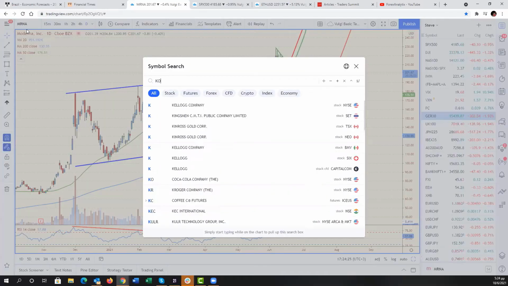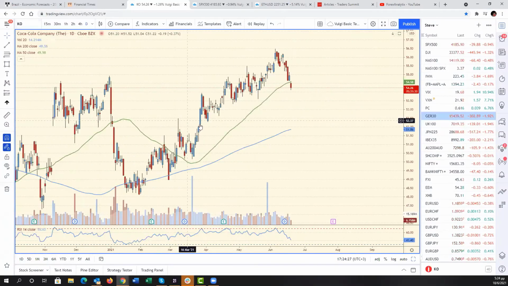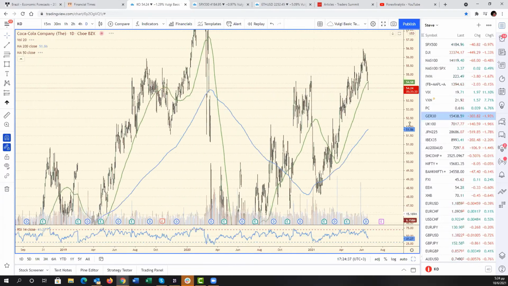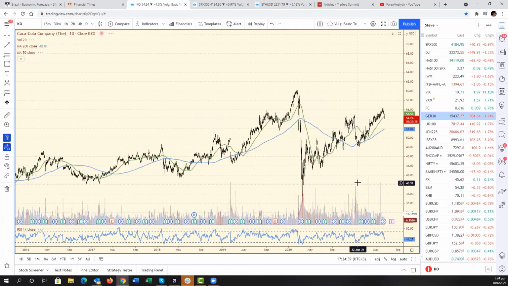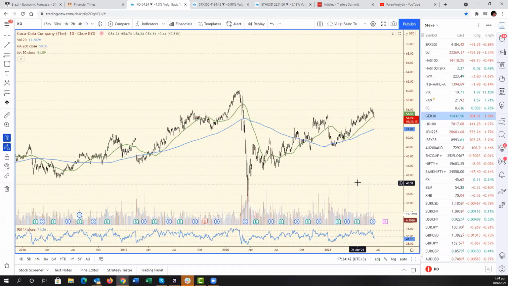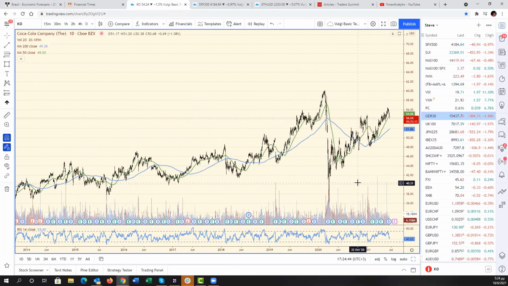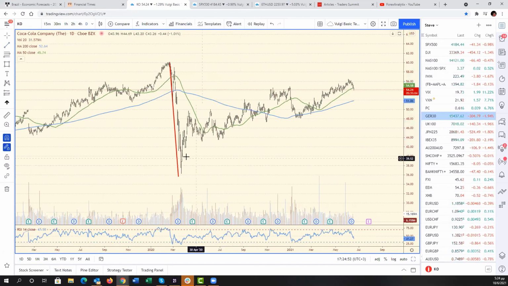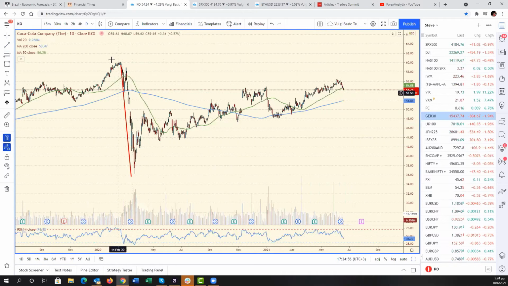KO. Is this the one? Coca-Cola Company? Laura? Okay, so you want to have a look at Coca-Cola. I can tell you what's the good thing and what's the bad thing about Coca-Cola Company, technically speaking, right? Now, the bad thing is that this is a very impulsive move lower. You don't need to be an expert to see the impulsive nature of this move lower, right?